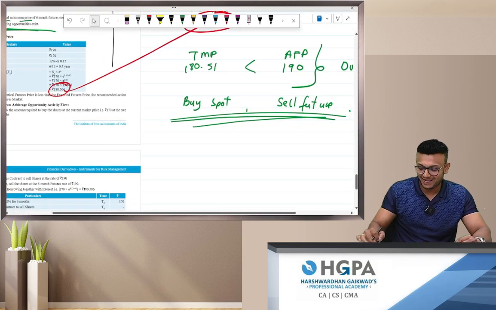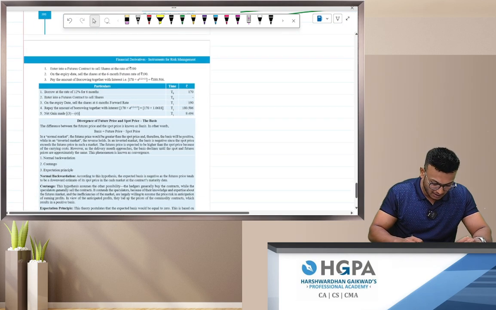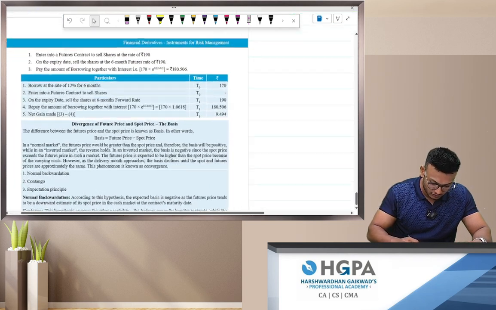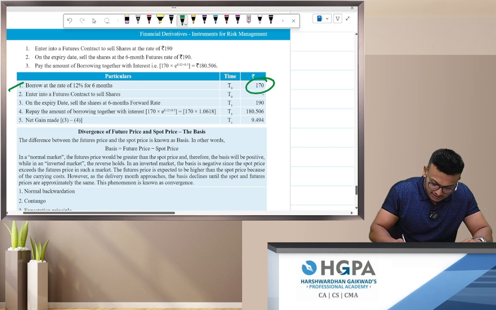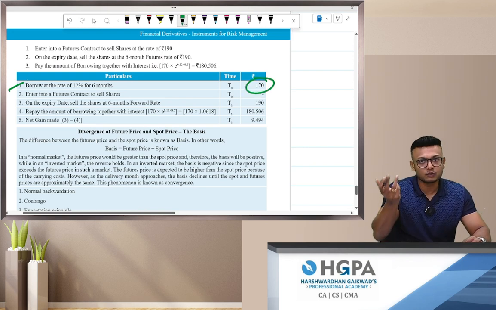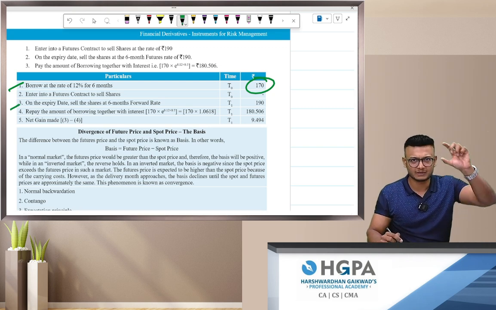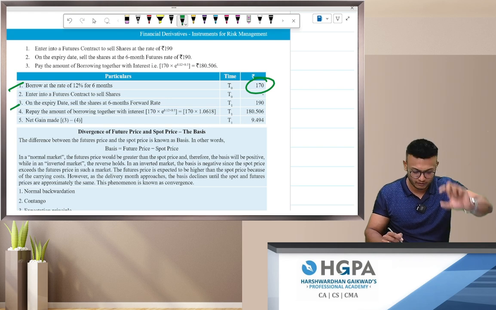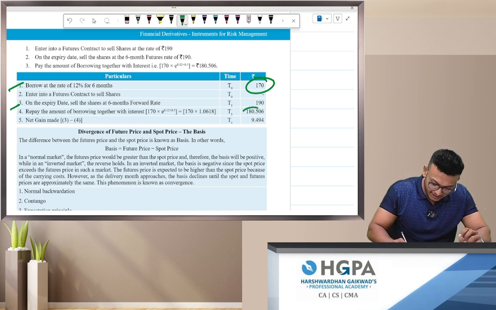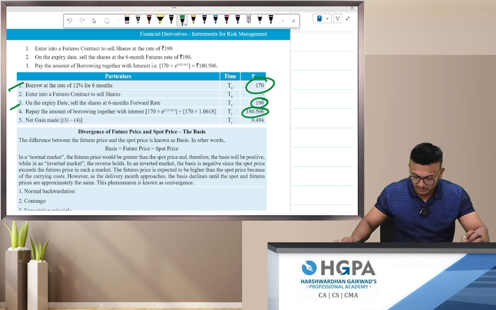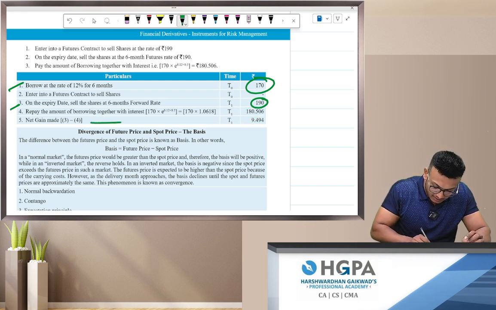So tell me what all is going to happen. First you will take a loan. First you will buy, right? Now we will buy first of all. You will buy this at this much. Next, there is no dividend in this. After that you need to repay also. How will you repay? The same thing. 170, you do the same compounding that you have done. You will get this 180.506 and you will sell future. So 190 minus 180.506. This will be your gain.